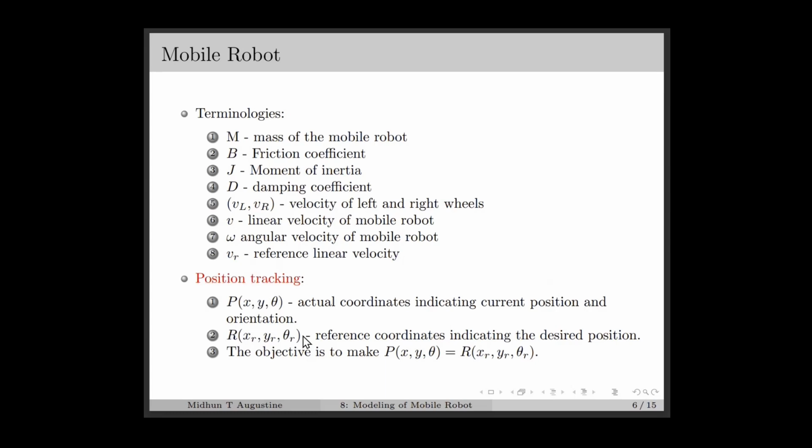Then, in the case of position tracking, our objective is to drive the mobile robot to its reference path. In other words, we need to make P equal to R. This reference path or reference trajectory will be obtained by solving some path planning problem. Then we will be using some controller algorithm to make the mobile robot follow this reference path, or in other words, we need to make P equal to R at all time instants. Now, in order to design the controller, we need a mathematical model of the mobile robot, and its derivation will be discussed next.